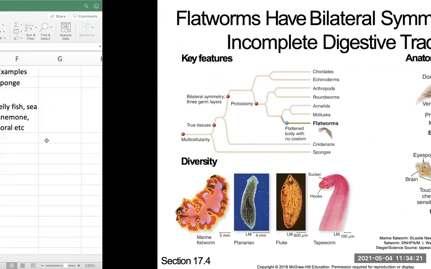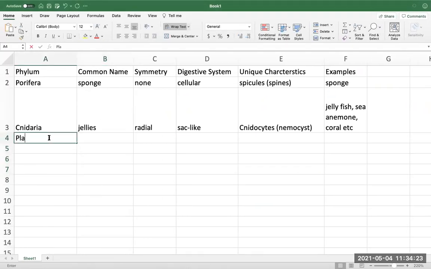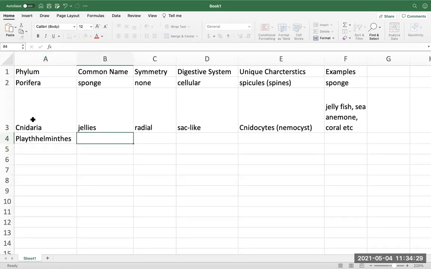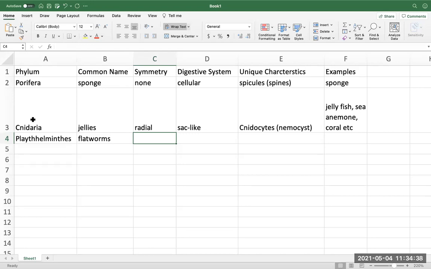Okay, so let's do the table for this. It's Platyhelminthes, flatworms. Symmetry, what type of symmetry do you think it has? Think of the head and tail. That's bilateral.